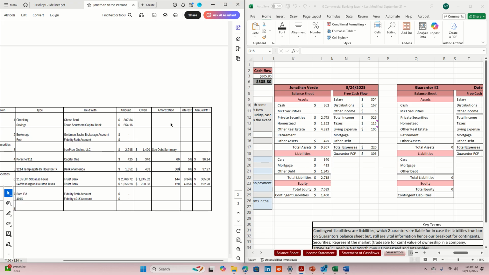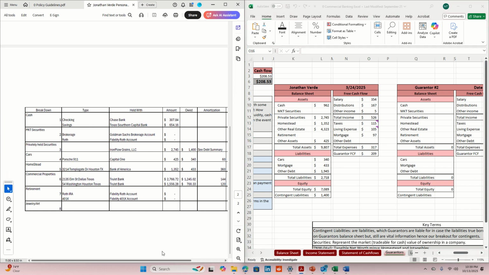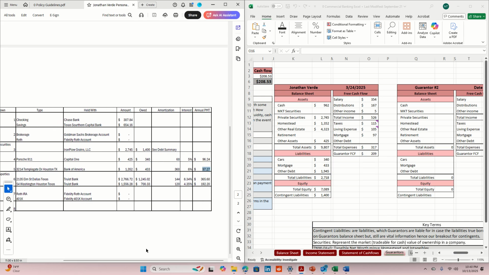The homestead mortgage is going to be different because you're actually going to be paying down money every single year. Okay? Amortization, interest, annual payment. They're paying $97,000 every single year on their mortgage. So we're going to put 97.27. And you see where we got that. We got that from the second page where it says Homestead, Templegate Drive, Houston, held by Bank of America, 97.27. That's how much they pay annually.